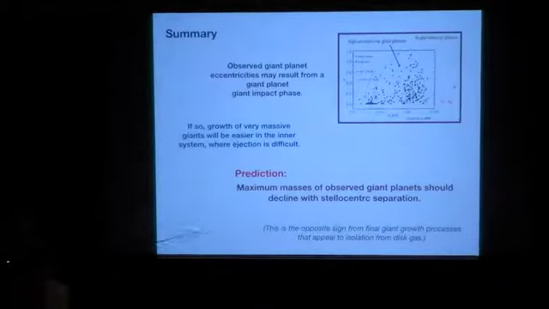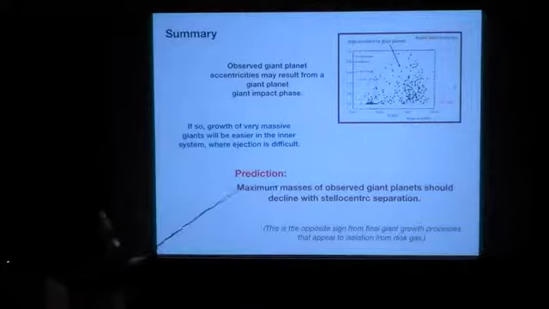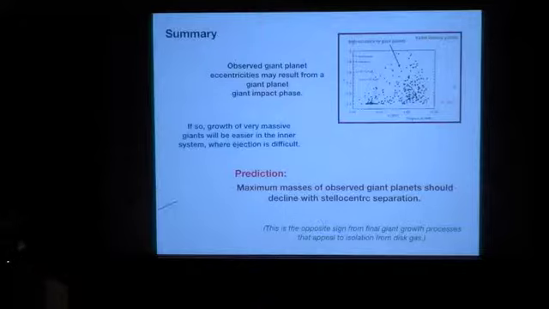All right, okay. So the observed giant planet eccentricities, maybe they result from a giant impact phase. If so, very massive giants will be easier. Growth of massive giants is easier in the inner system, where ejection is difficult. Out at large distances, you'd expect to still have the smaller things. That applies to ejected planets too, right? So if this is right, the prediction is that maximum masses of observed giant planets should decline with stellocentric separation.